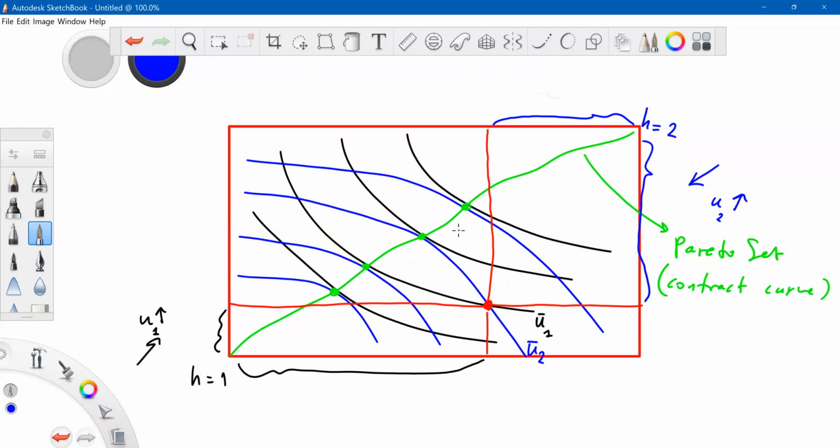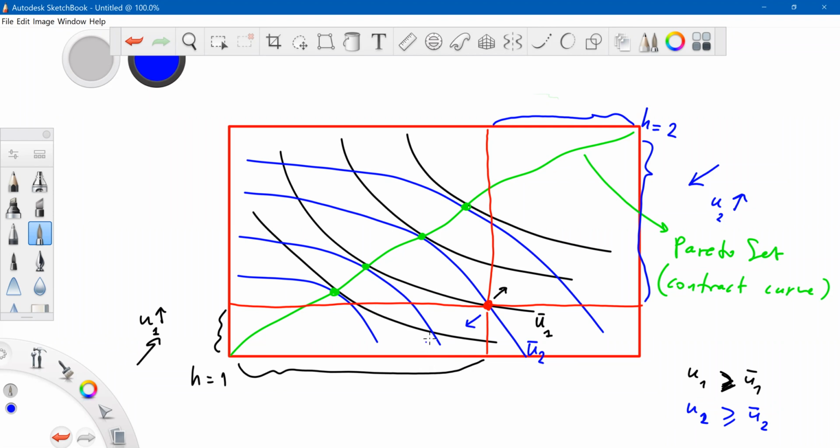Now the question is this: obviously, the first consumer would prefer any other allocation that gives a utility larger than or equal to U bar 1. Which means if you go in this direction from this point, that's good for the first consumer. Now the same is true for the second consumer. The second consumer would prefer any other allocation that gives a utility level larger than or equal to U2 bar. So in that sense, this direction is good for that consumer.